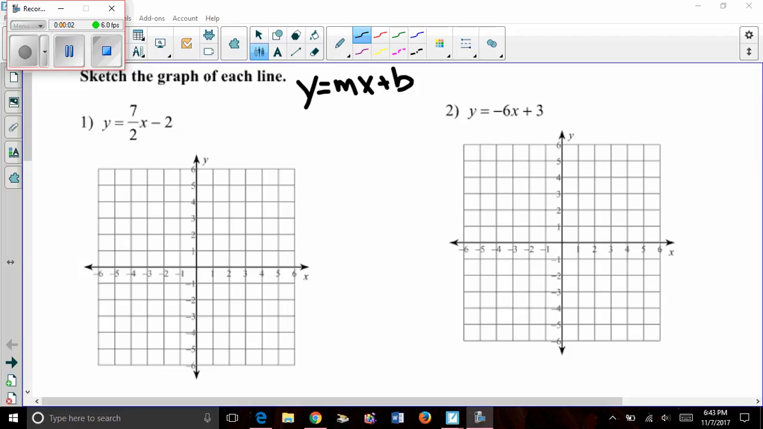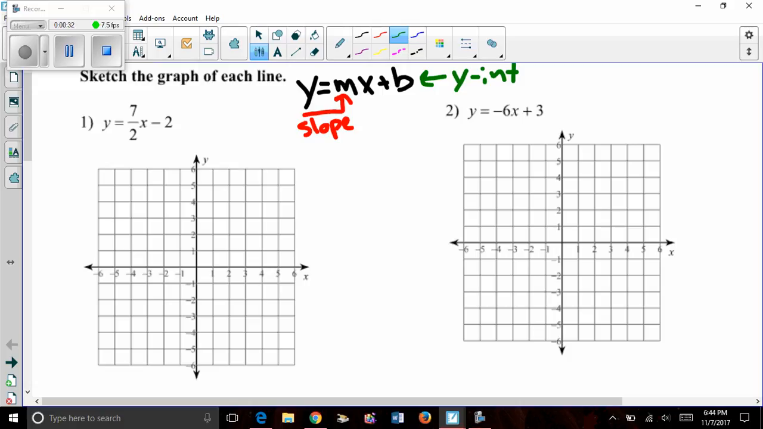So today we talked about graphing using slope-intercept form, y equals mx plus b. Let's talk about a few pieces. We have m, which we know is our slope, and we have our y-intercept. We need to identify both of those if we're going to be able to graph. And I want to talk about what each of these features are.